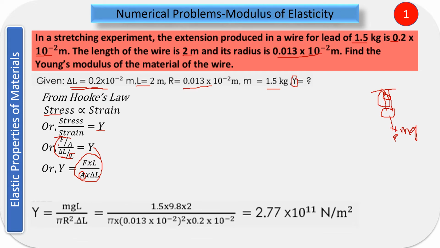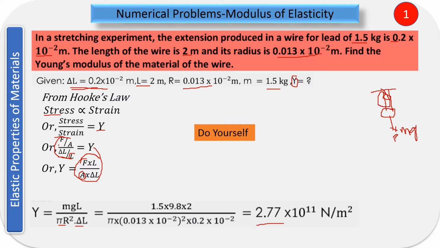And let's calculate the Young's modulus. So F equal to how much? M into G. So mass is given, and you have to multiply with the acceleration due to gravity. So this is your M into G into L, upon A, which is pi r square, into delta L. So all the values I have substituted over here, and the value that we are getting is 2.77 into 10 to the power 11 Newton per meter square. This will be your Young's modulus. So, very basic problems on the Young's modulus.